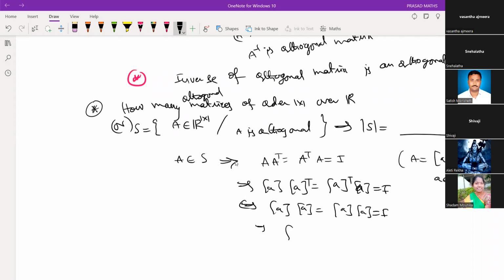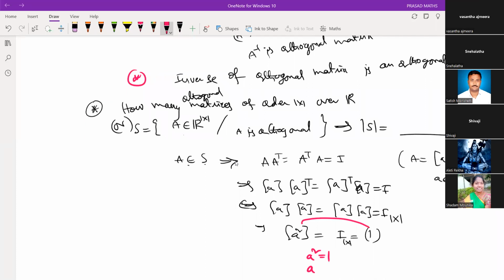What is the product? A squared equals, in particular, the identity matrix. But what is the identity matrix here? A is a 1 cross 1 matrix, an element of S, so it is a 1 cross 1 matrix over the field R. The identity matrix of order 1 cross 1 is only one. Two matrices are equal only if the corresponding elements are the same. That means A squared equals 1.